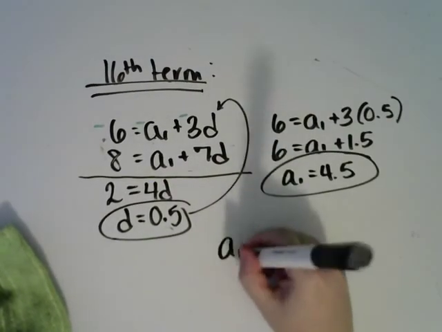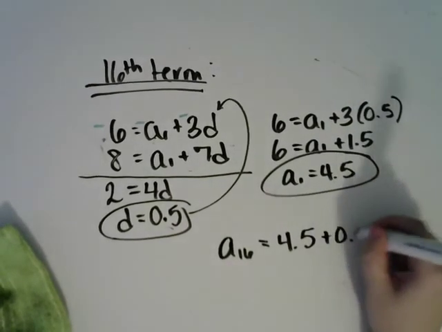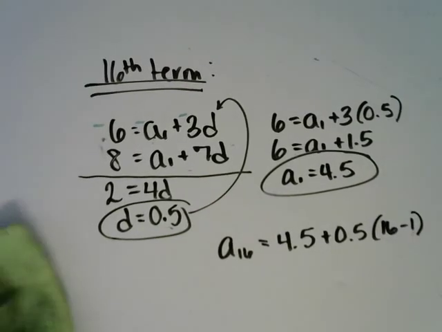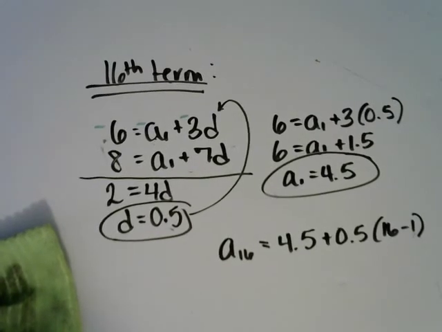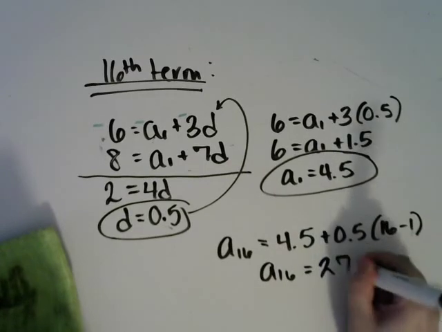So we write A16 equals A1 plus the common difference times N minus 1. Use your calculator to find out the 16th term. We get that the 16th term would be 27.